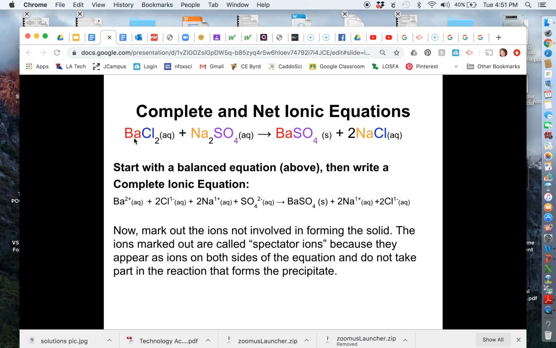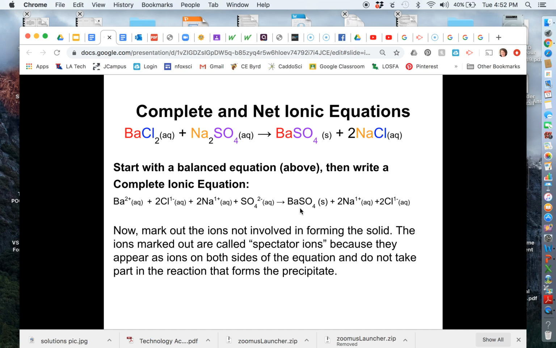So you start with one barium ion, Ba2+. Remember, AQ for all ions on the left side of the equation. There's 2 Cl's, you put it as a coefficient, 2 Cl 1 minus AQ. There's Na2SO4, so there's 2 sodium ions, AQ, and 1 sulfate ion, that's a unit, 2 minus, a polyatomic ion.